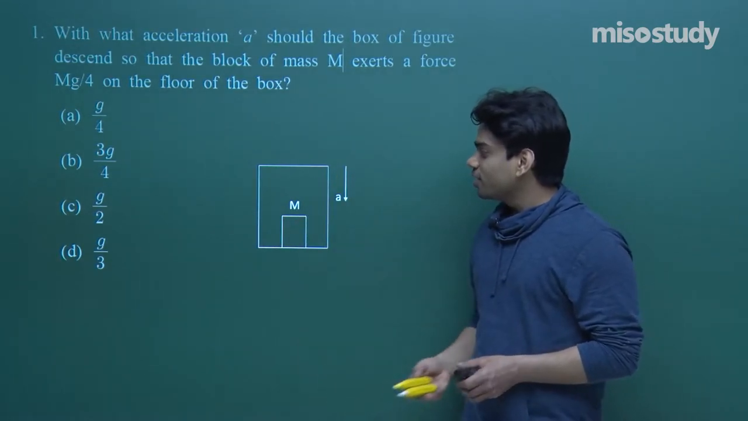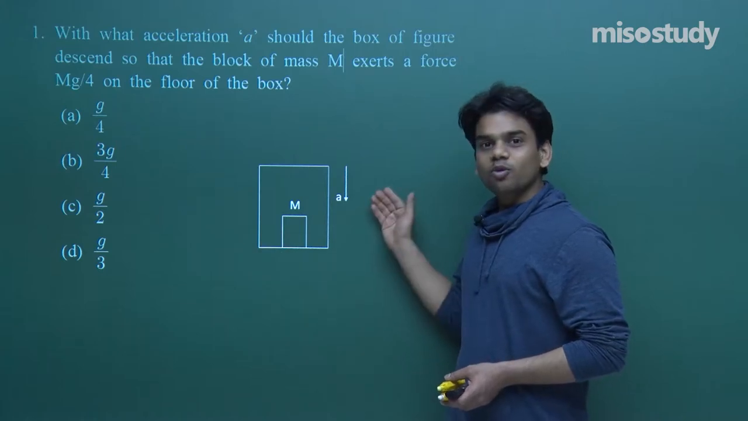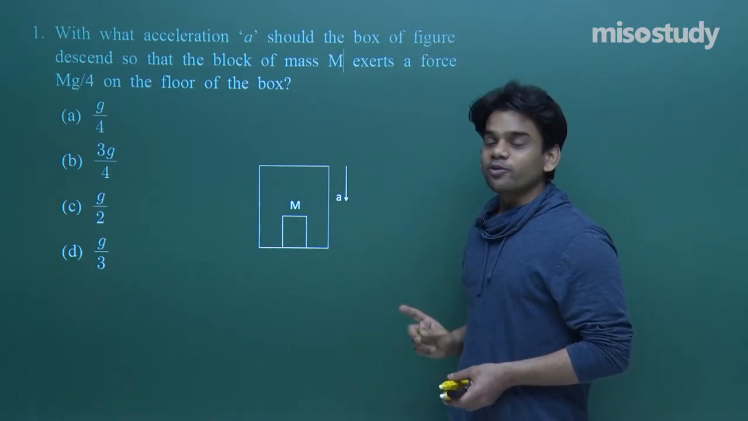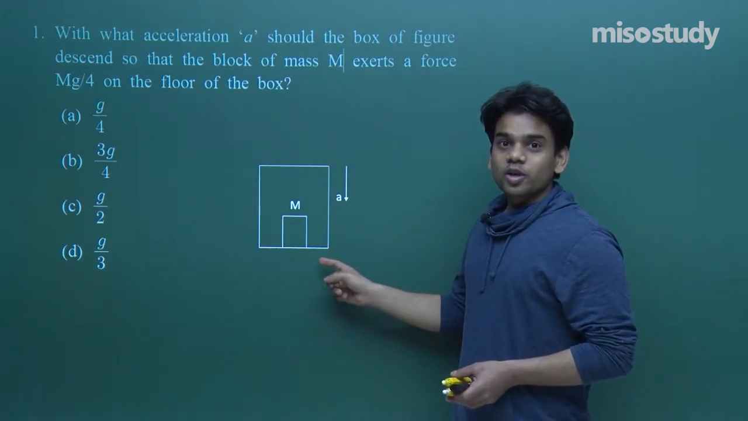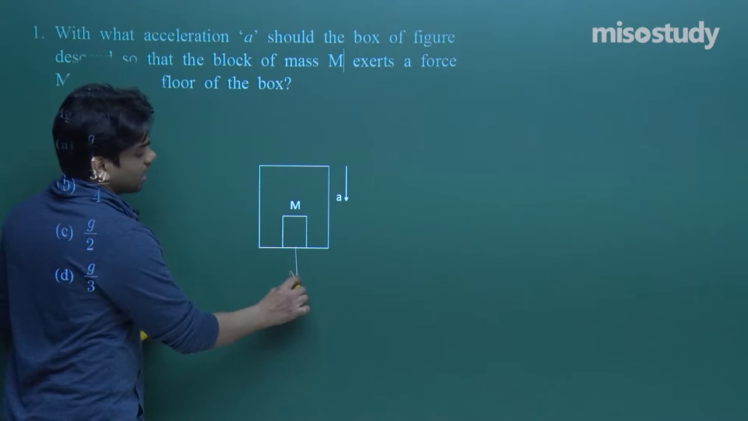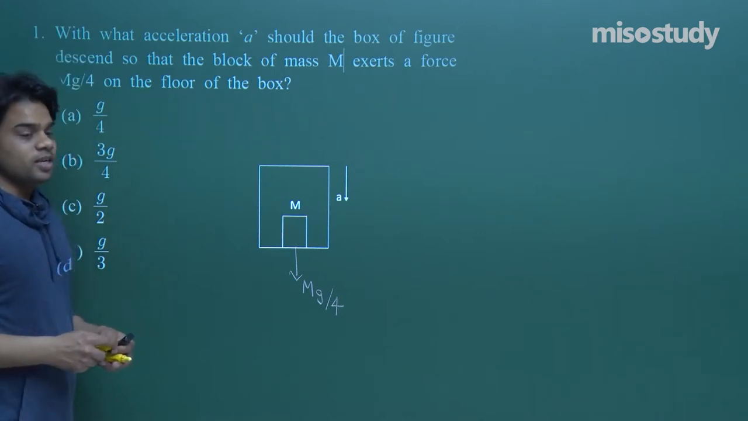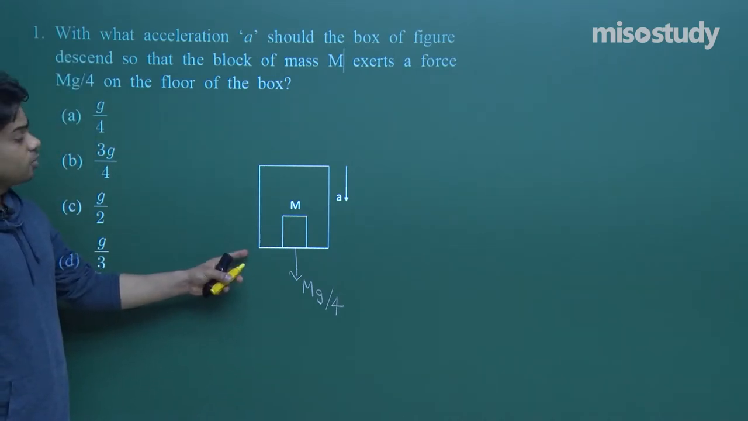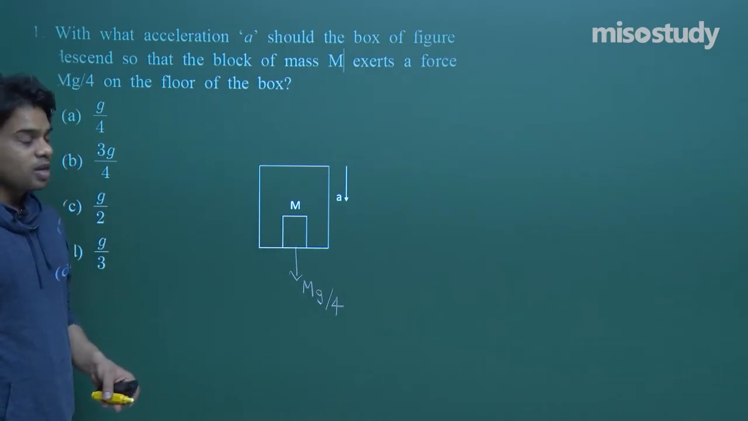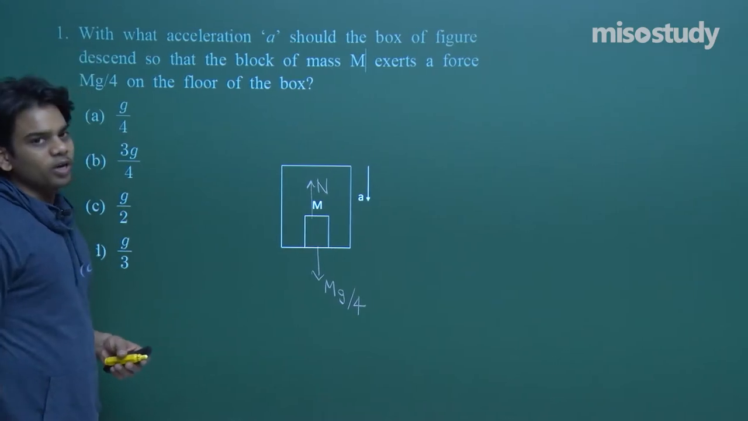So we have a diagram given here. We have to find the acceleration with which this box should move downwards, so that the block of mass M exerts a force mg by 4 on the floor of the box. If I mark the force acting as mg by 4 on the floor, the mass M exerts a force mg by 4. Now we all know that the normal reaction will be acting in the upward direction.